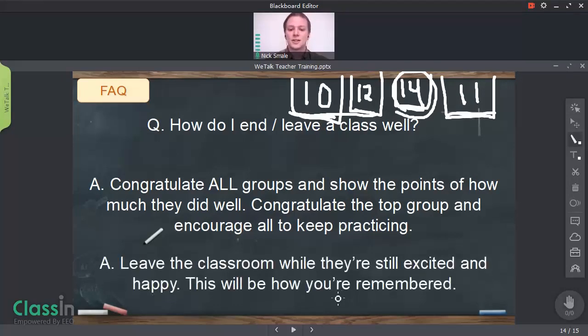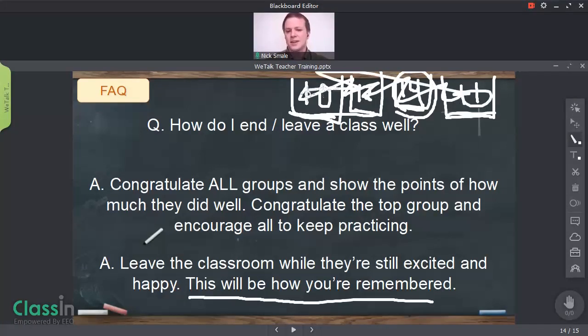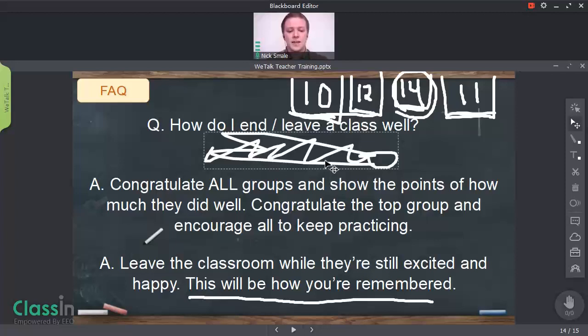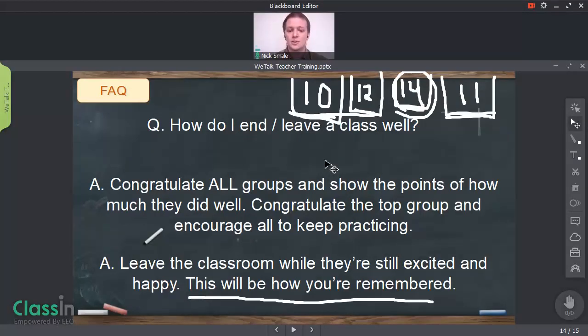Then you'll go to the last slide and you leave, because this is how you're going to be remembered. If you don't care about their points and you don't acknowledge them for the effort they put in, they're not going to remember you well. They're not going to want to answer your questions next time. However, if you take care to notice them and to recognize them for what they've done, then they will remember you well next class.